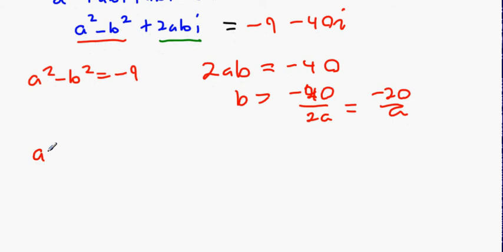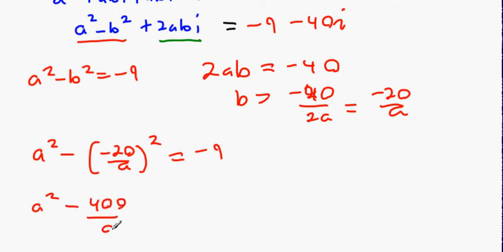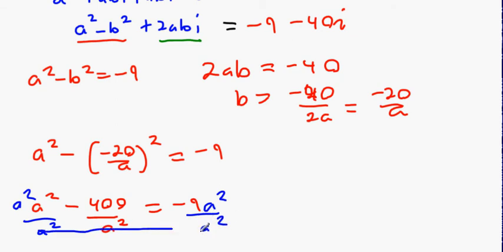So then we can put it in and we get a squared minus (20 over a) squared equals minus 9. We're going to get a squared, and that's going to be minus 400 over a squared equals minus 9. I'm going to put them all over a squared now. Okay, so it's a squared over a squared. Then the a squareds on the bottom cancel.